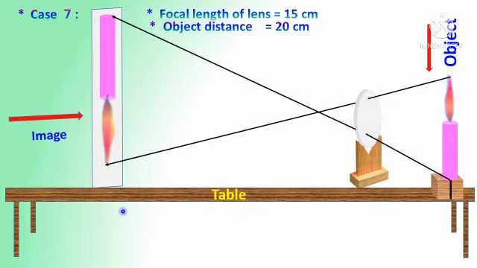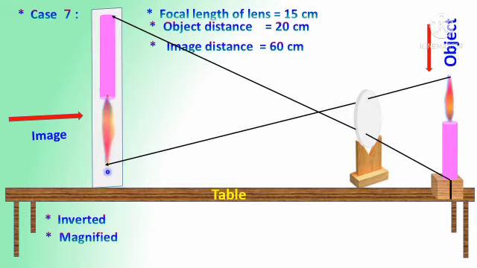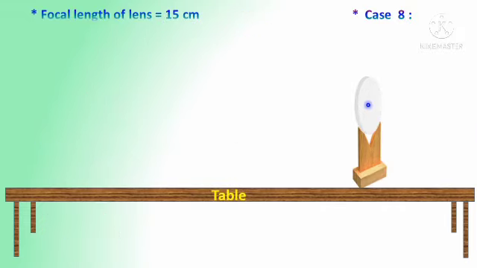At that time the characteristics of the image, with image distance 60 centimeters, are inverted, magnified, that means very large, and real image. These are the characteristics when the image distance is very far away.